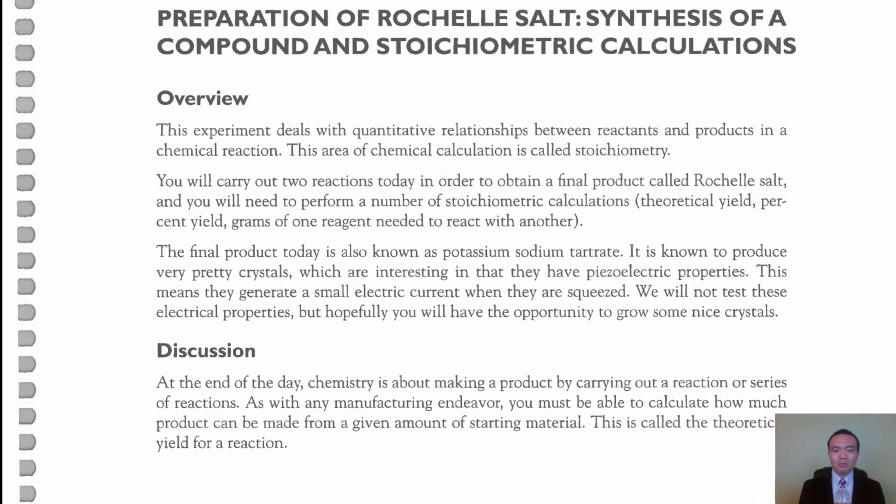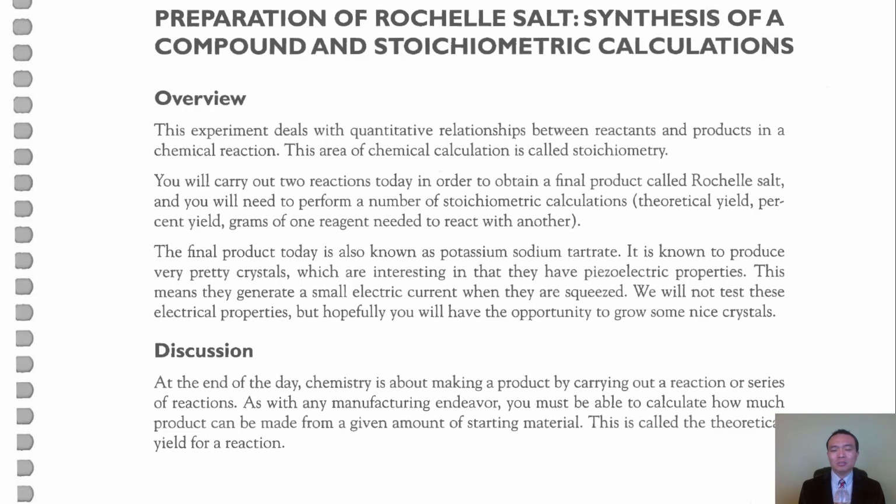In step 2, we'll use the product from the first step, which is sodium carbonate, to react with potassium bicarbonate to generate Rochelle salt. Rochelle salt is also known as potassium sodium tartrate. As you might have noticed if you look at the name or the formula, it has 2 cations, and this type of salt is so-called a double salt.